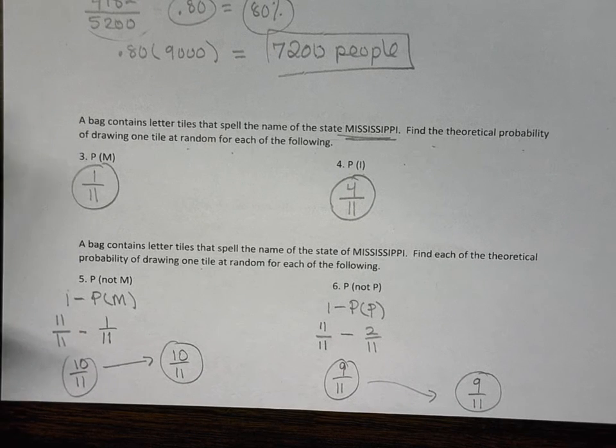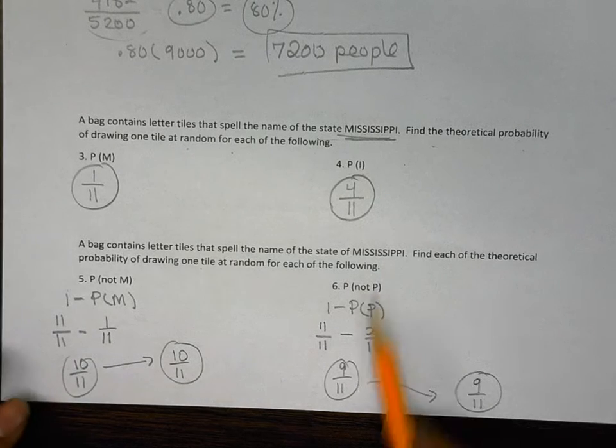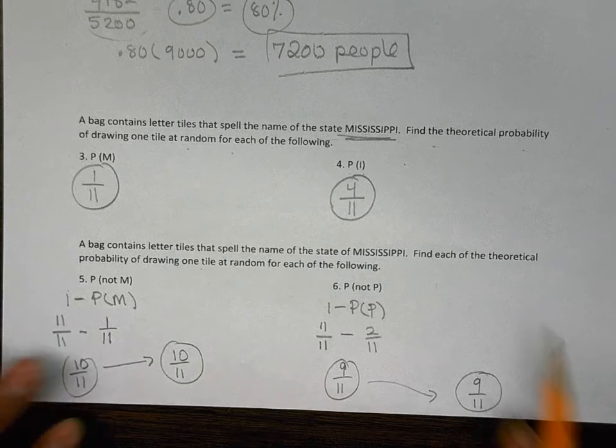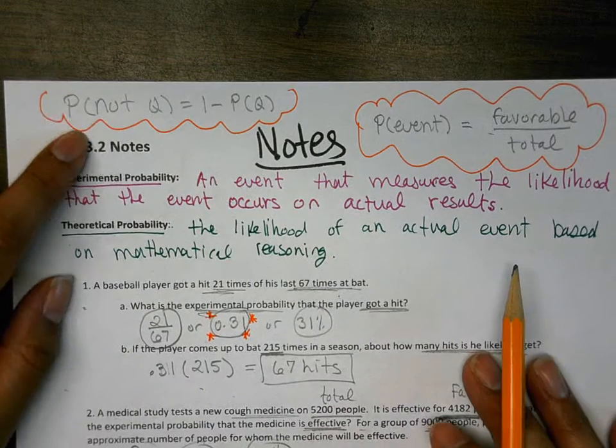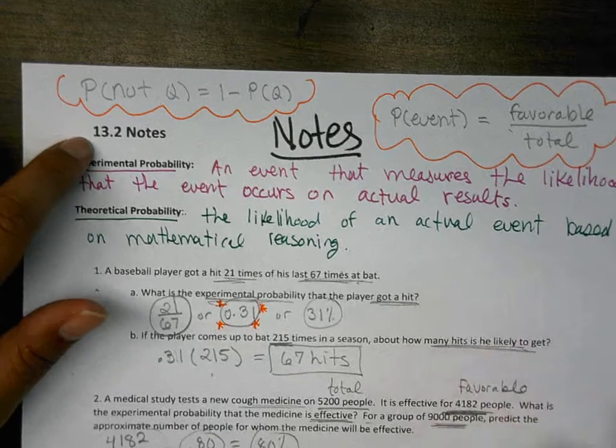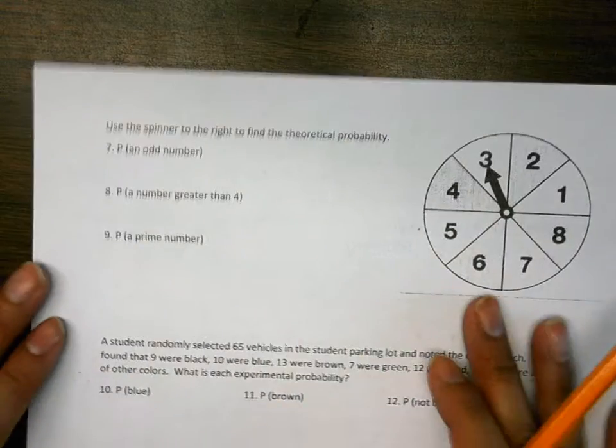All right. Questions? Now, on these easier ones, is it okay if you just count the not P's and do 9 out of 11? It is okay. The only reason I show you is so that when we get to the hard ones, you know the formula, you know how to do it. Got it? Good. Okay. Next one.